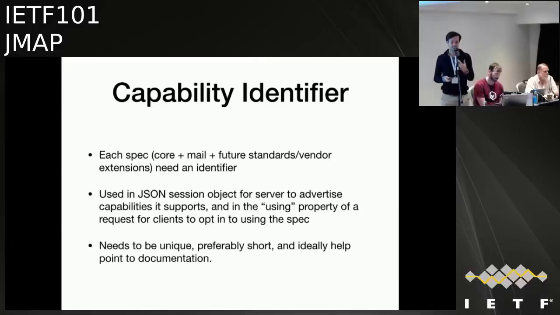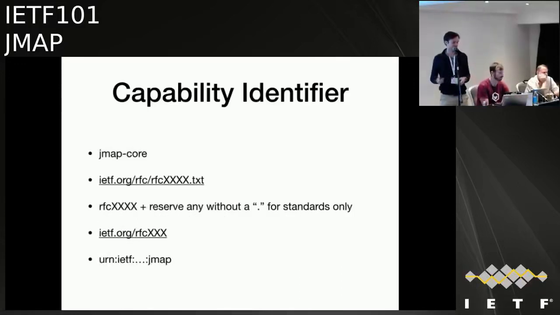And I think it would be quite nice, maybe this is just a recommendation, if it's something that can help you find documentation about what this capability is. I'm thinking here, if you're a developer and you talk to a new server and you see it has some capability you don't recognize, if that identifier in some way helps you find the information about that, that would be good. So here's a few examples. Now, this is what we actually currently have in the spec, what Chris Newman suggested. So this is for core as an example, Jmap core.